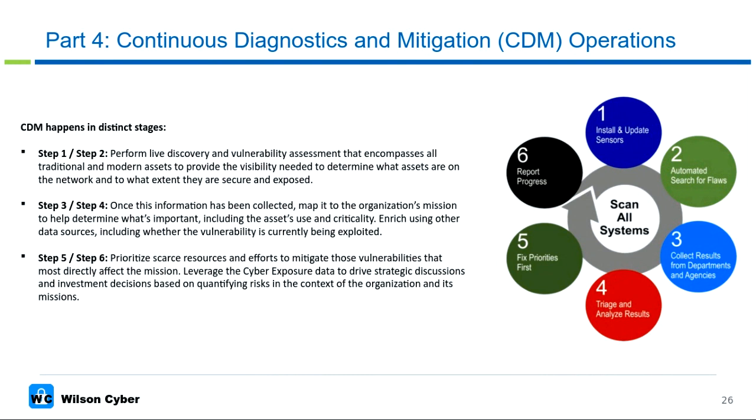So CDM happens in stages as far as the operations. Step 1 and 2, where we perform live discovery, vulnerability assessment, encompasses all the traditional and modern assets to provide the visibility needed to determine what assets are on the network and to what extent they are secured and exposed. Here we have step 3 and 4. Once this information has been collected, map the organization's mission to determine what's important, including assets use and criticality, enriching using other data sources, including whether the vulnerability is currently being exploited.